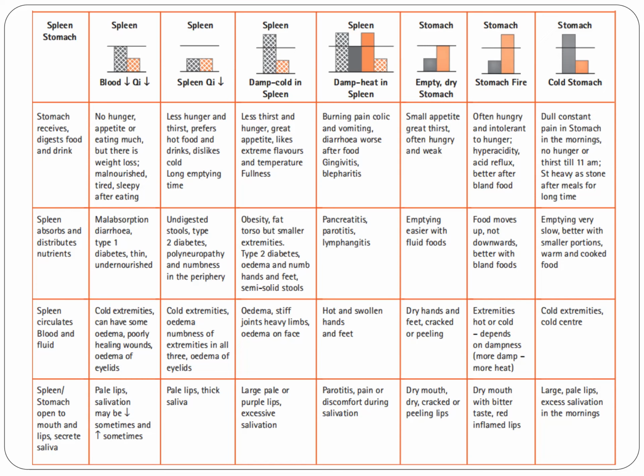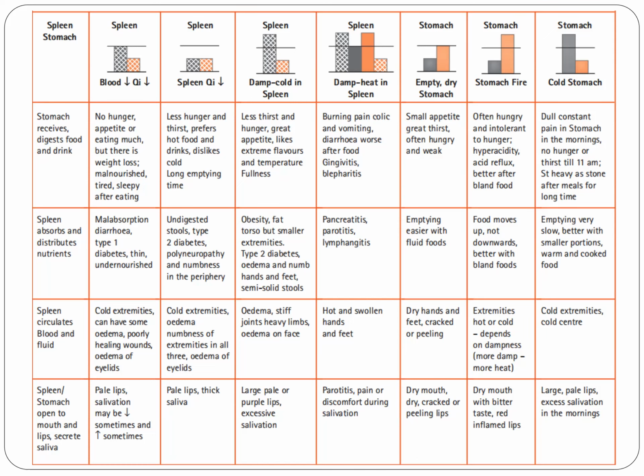Okay, if a patient has small appetite, but great thirst, often hungry and weak, so that's empty, dry stomach. If a patient is often hungry and intolerant to hunger, with hyperacidity, acid reflux, better after bland food, the patient has stomach fire. Dull, constant pain in the stomach in the mornings, no hunger or thirst till 11 a.m. The stomach is heavy as stone after meals for a long time, so that's cold stomach.